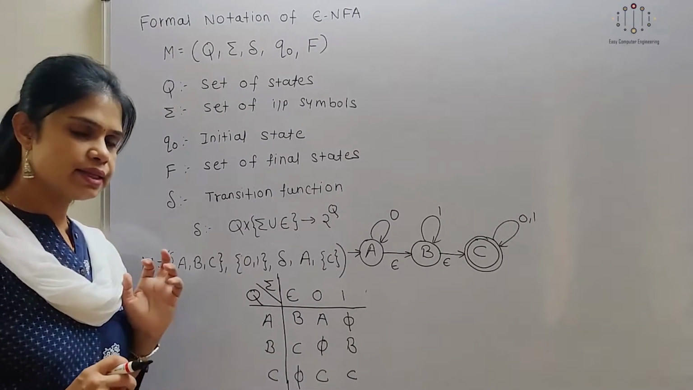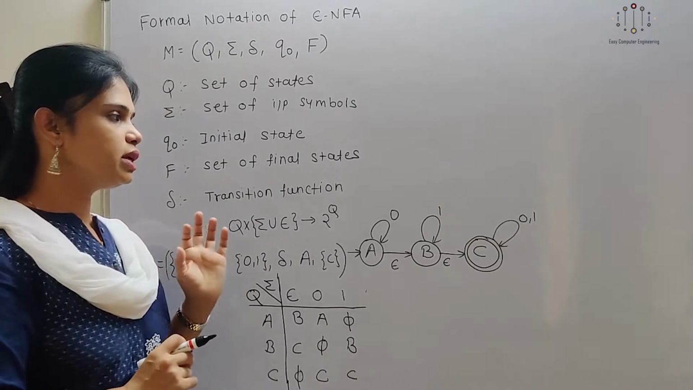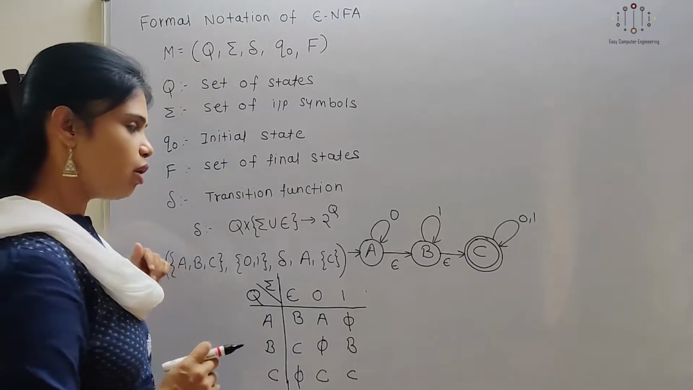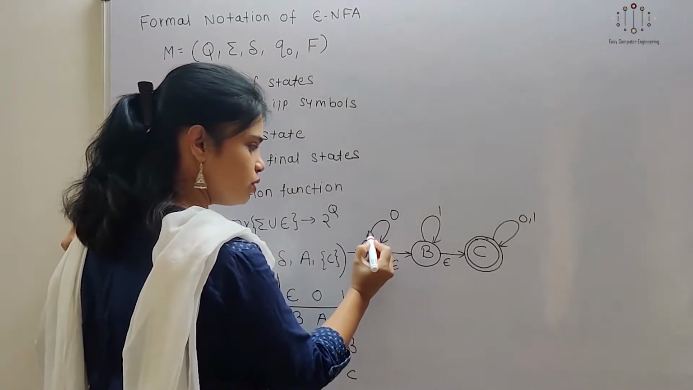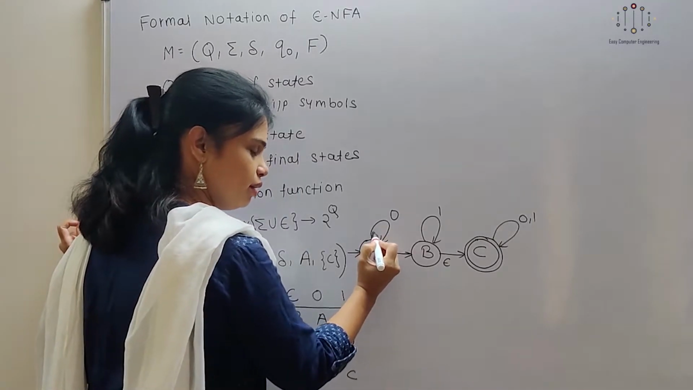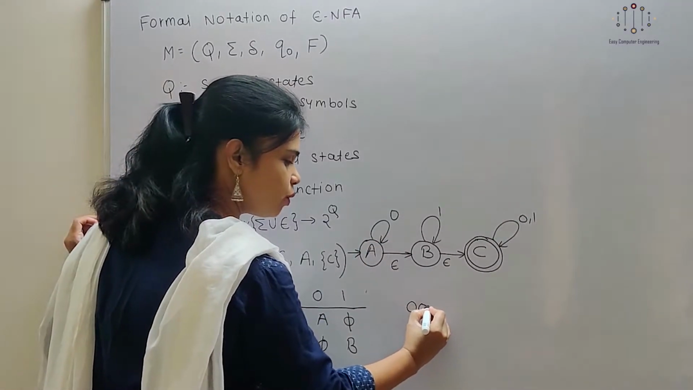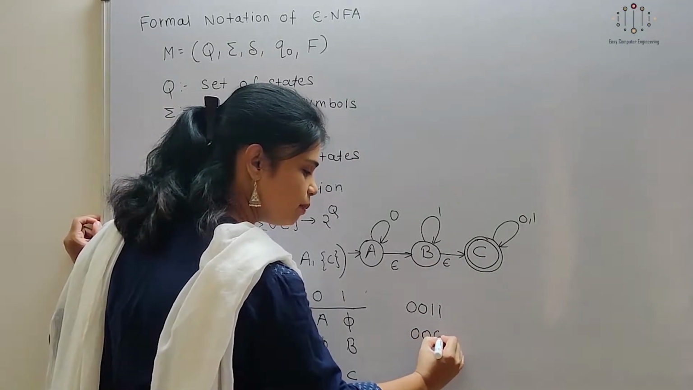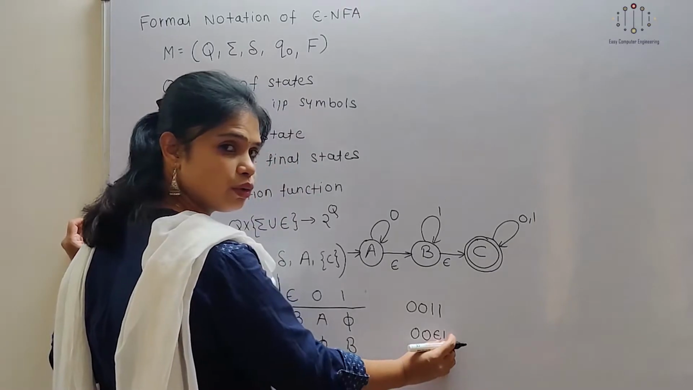Let us consider my input string is 0, 0, 1, 1. How can we take 0, 0? Now there is no transition on 1, but I can move like this: 0, 0, 1, 1. I can do it like this: 0, 0, then epsilon, then 1. Epsilon is nothing but epsilon only.